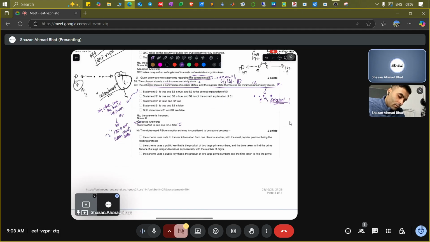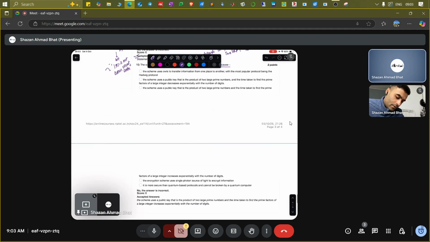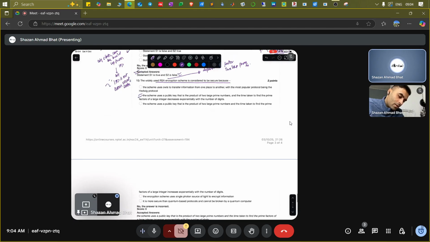Okay, and the widely used RSA encryption scheme, which is used to encrypt, is basically dependent on the factors of two large prime numbers. So, what is the answer? The encryption uses public keys that are a product of two large prime numbers, and the time taken to find the factors increases exponentially with a large number of digits. So you have two large prime numbers, and you have to factor them, and how fast you can do it determines how well you can break this RSA encryption scheme.